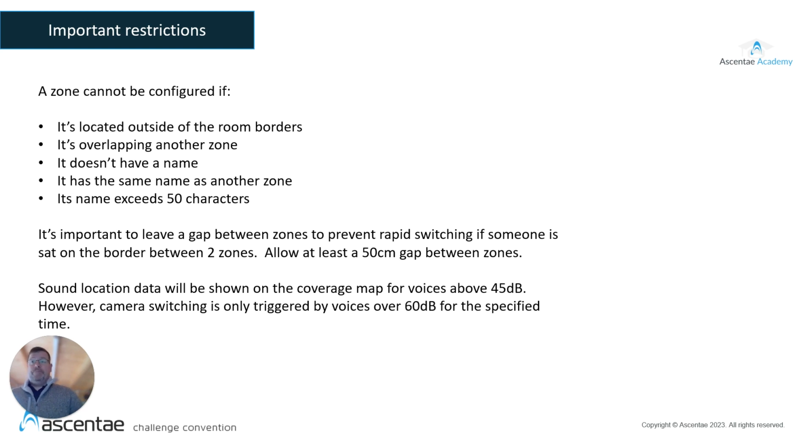Another important point. Sound location information is shown on the coverage map for voices over 45 decibels. However, camera switching is only triggered by voices over 60 decibels and that are talking for the time that you've specified in the timer section. So the upshot of that is if you've got somebody who's quite softly spoken and they are sat furthest away from the soundbar, that potentially could be a problem. If you've got somebody softly spoken, they should be sat closer to the soundbar than somebody who talks a little louder.